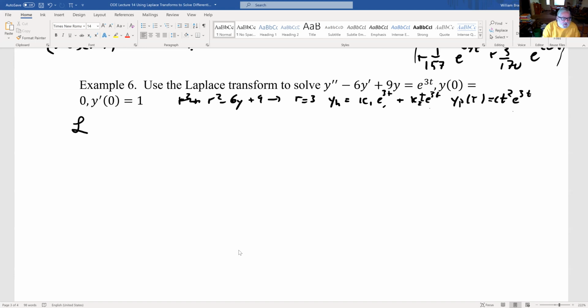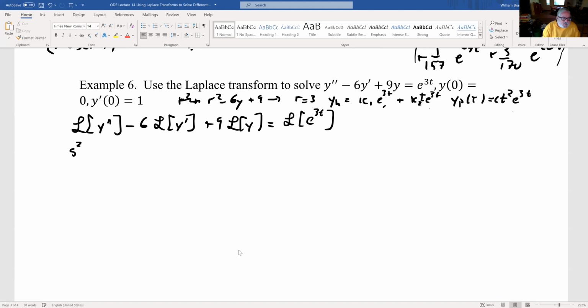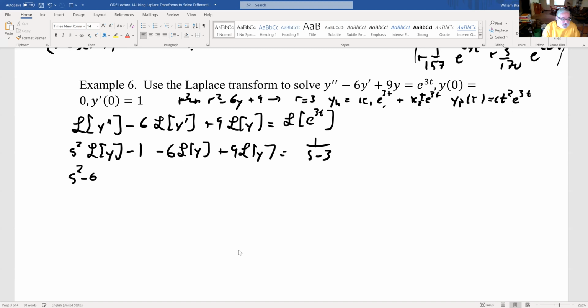So Laplace transform of y double prime minus 6 times Laplace transform of y prime plus 9 times Laplace transform of y equals Laplace transform of e to the 3t. So this is s squared Laplace transform of y minus s times y0, but y0 is 0, minus y prime of 0, so I get a minus 1 there, minus 6 times the Laplace transform of y minus y0, but y0 is 0, so I don't need to include it, plus 9 Laplace transform of y equals 1 over s minus 3, because that's the Laplace transform of e to the 3t. So (s squared minus 6s plus 9) times Laplace transform of y equals 1 over s minus 3 plus 1.